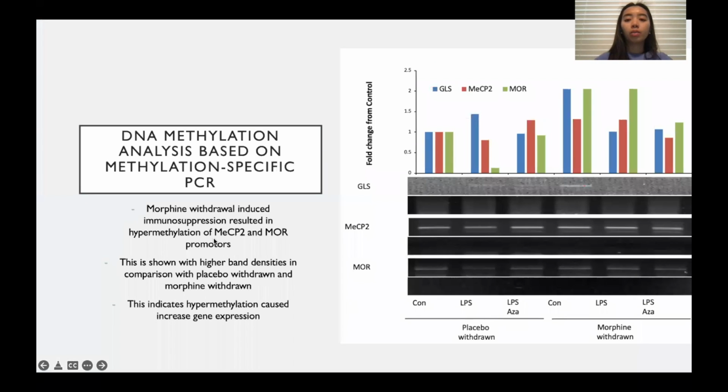This one is the DNA methylation analysis, and we are seeing how hypermethylated these genes were. The higher the band, the more methylation. In the morphine withdrawal cells, which are on the right again, induced, there was increased methylation in MECP2 and MORE. That's saying that because of morphine withdrawal, MECP2 and MORE were hypermethylated.